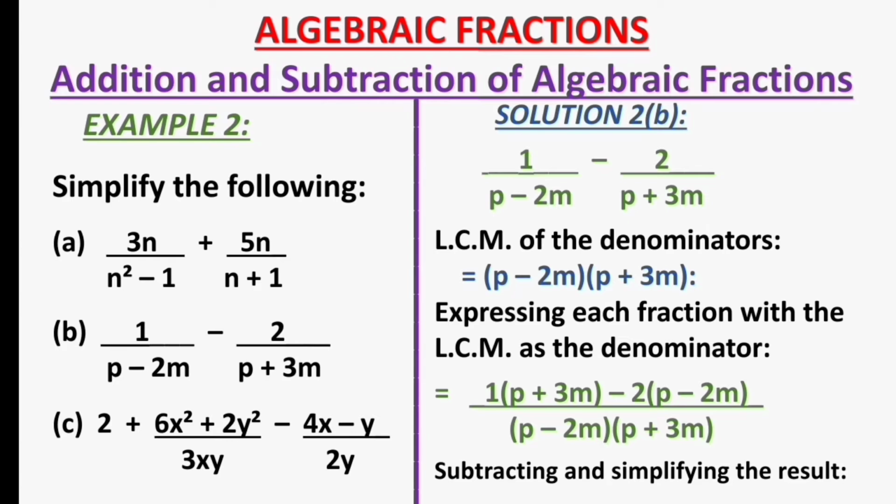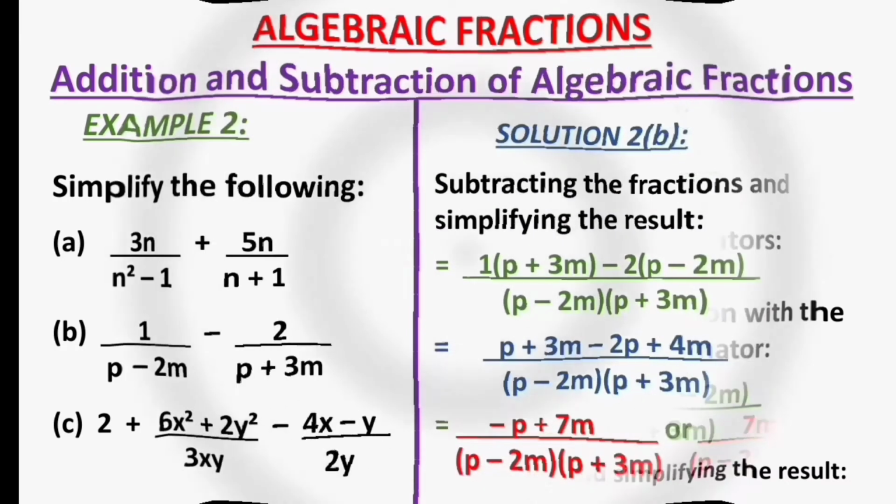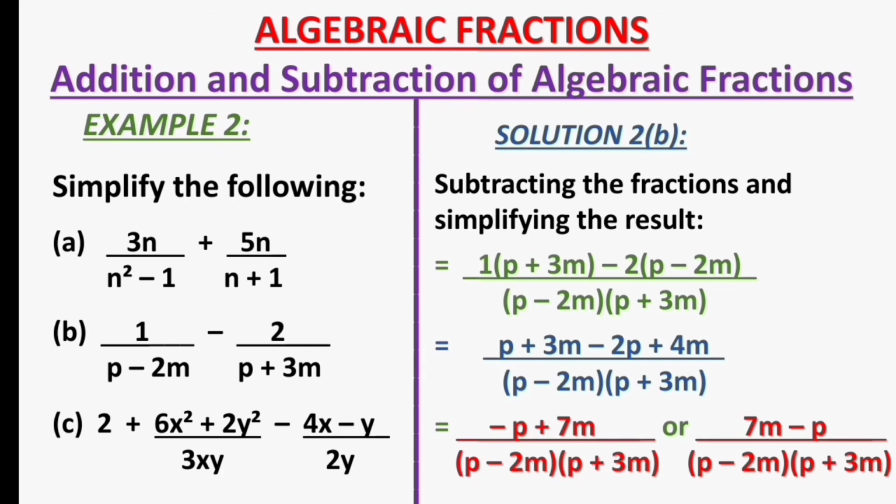When you subtract and simplify the results, what will be your answer to example 2b? Let's see if you are right. Subtracting the algebraic fractions and simplifying the result, the answer to example 2b is minus p plus 7m over p minus 2m into p plus 3m, or 7m minus p over p minus 2m into p plus 3m. I hope you got that right.